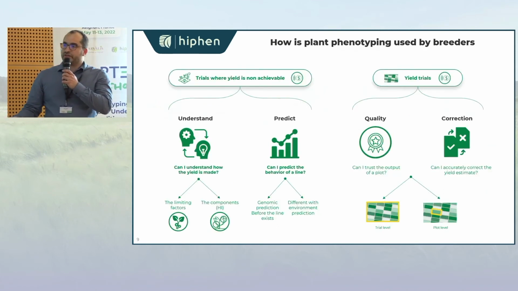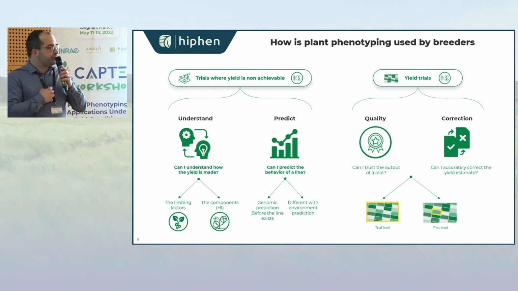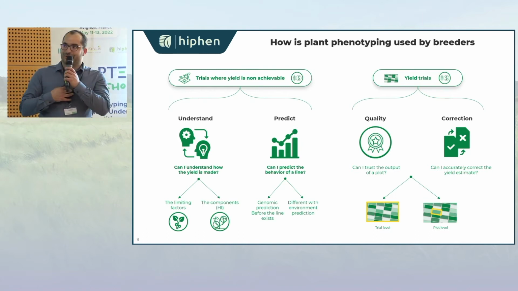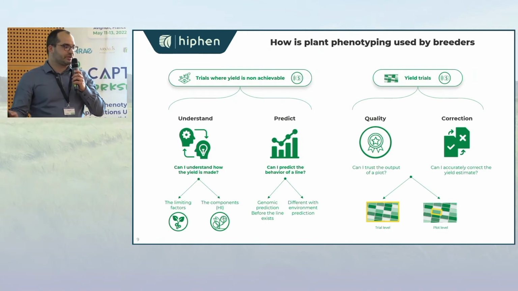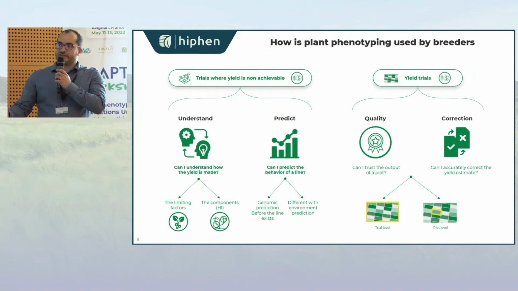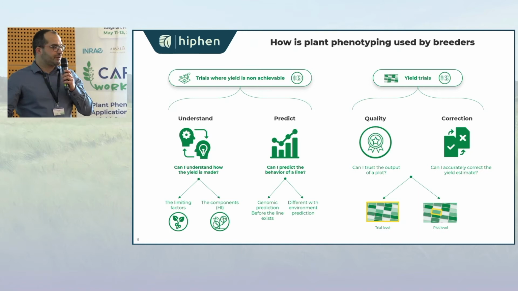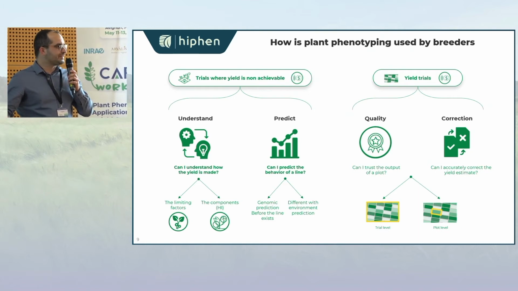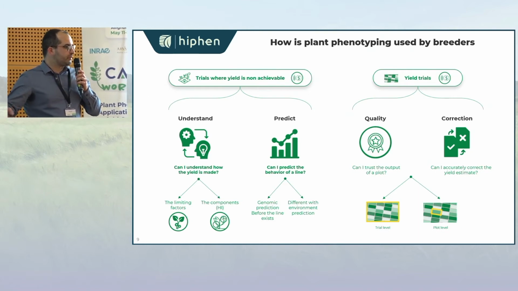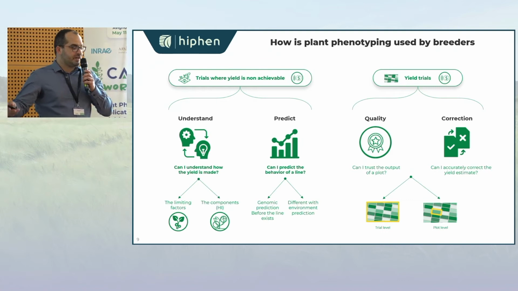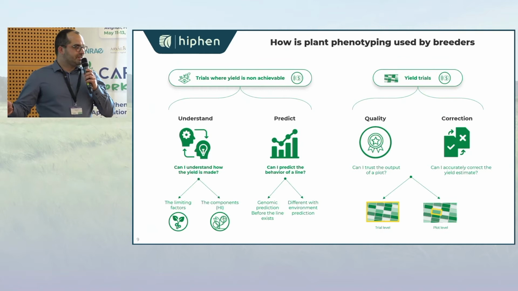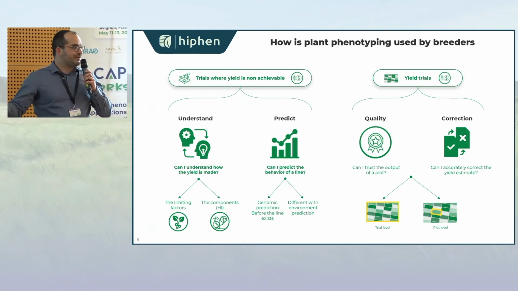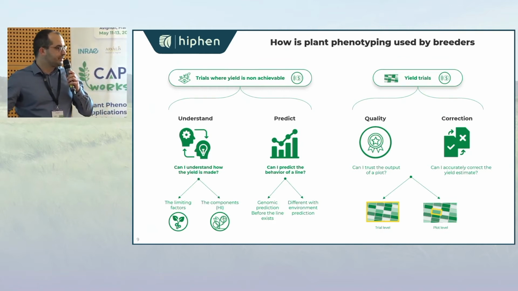So okay, if you try to summarize it from a Hyphen perspective now, so from my perspective, basically we can already split two types of trials. Trials where yield is not achievable, and there what we do makes a lot of sense, and we can go very far into phenotyping things. And where yield is achievable, and there basically it is just about correcting yield, because all the rest, they don't care. They just don't care.